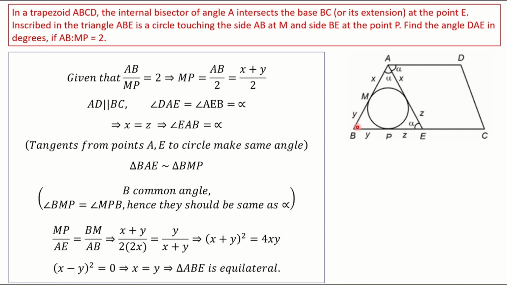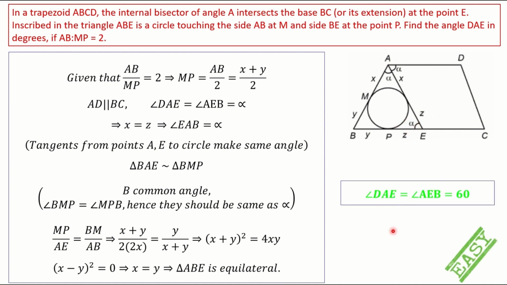If X equal to Y, what happens? ABE is an equilateral triangle, right? All sides are the same, which means each angle, that alpha, is 60 degrees. DAE is nothing but AEB, which is 60 degrees. I think this is easy. Next.